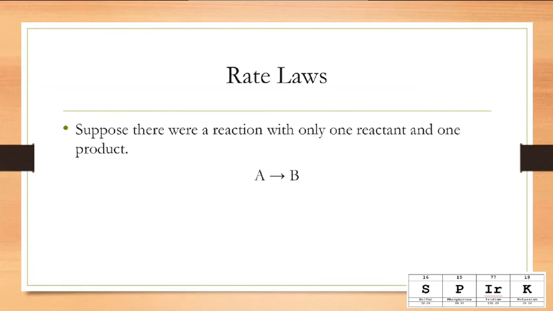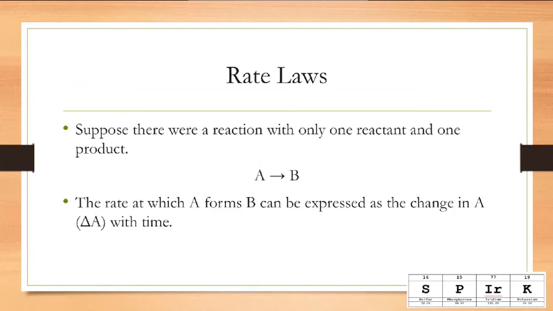Let's suppose there were a reaction with only one reactant and one product. So A to B. The rate at which A forms B can be expressed as the change in A, or delta A, with time. So the rate equals delta A over delta T. Try to relate this to things like miles per hour. It would be like how many miles you've traveled, or the change in miles over the change in time.